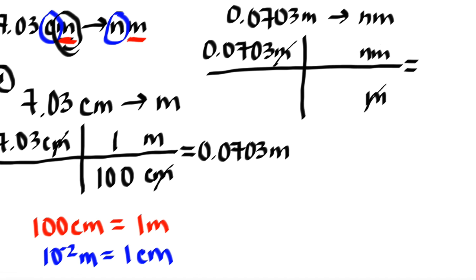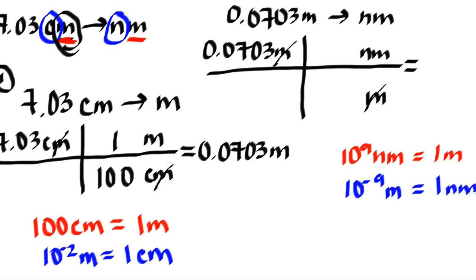Now let's get these relationships down. Nano is 9. So I could say there are 10 to the 9th nanometers in 1 meter, or if you want to interpret it from the table, 10 to the negative 9 meters in 1 nanometer. Okay, got it?